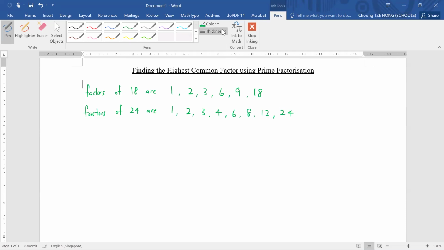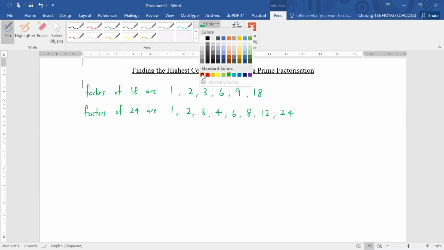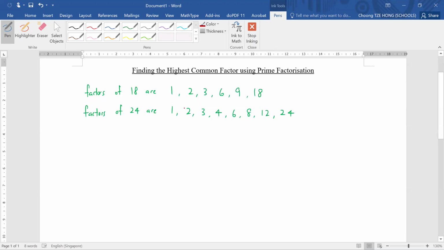As we can see over here, 18 and 24 have several factors that are common. The first one is 1, since 1 is a factor of every number. Then 2 is another common factor, and 3 is another common factor. And finally, 6 is another common factor.